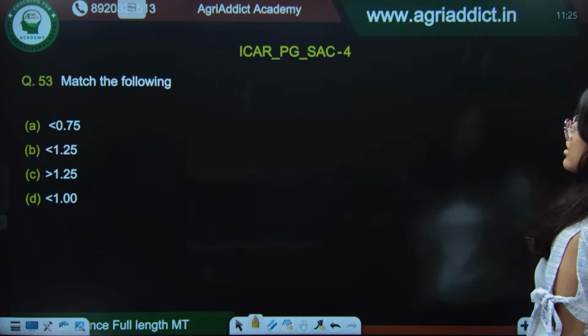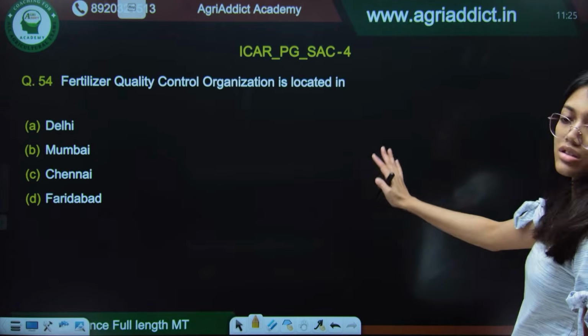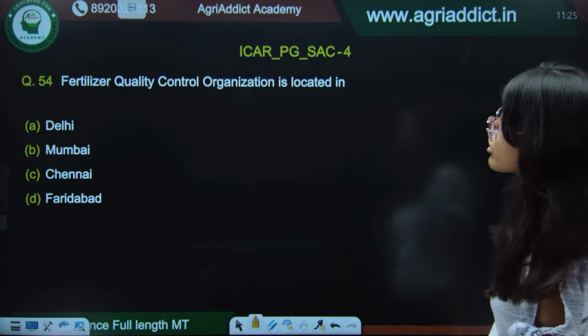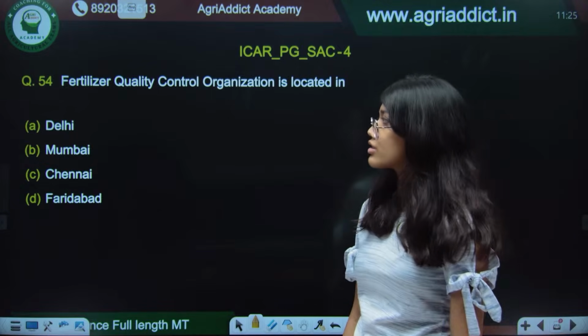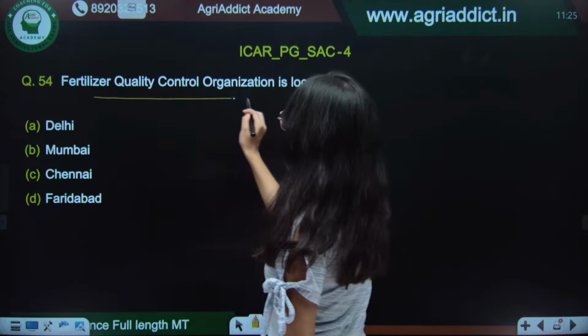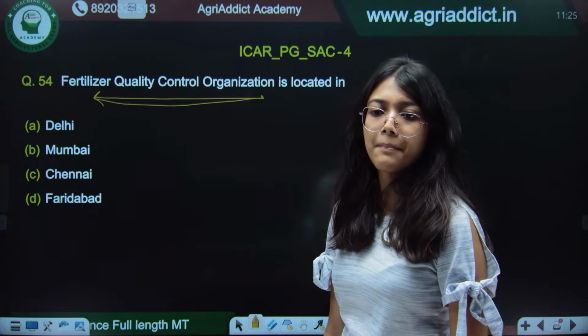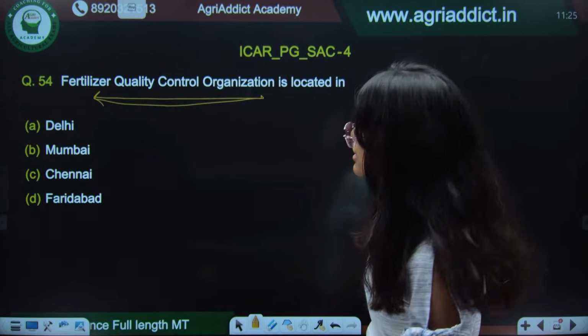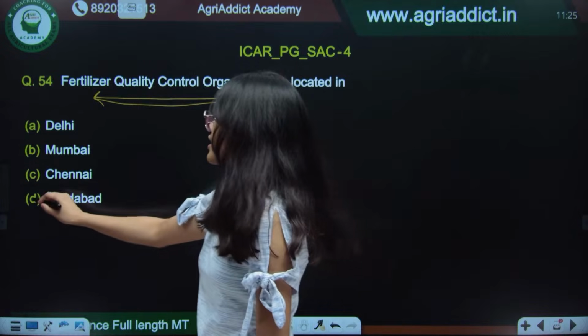This match the following is not there, so we are just going to omit that. Come to this question. Fertilizer Quality Control Organization. Where is it located? Comment, guys. Yes, it is located in Faridabad.